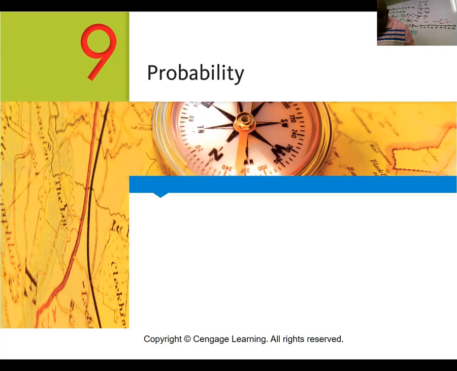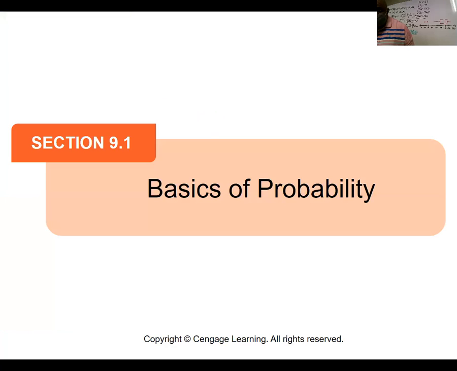All right, this first section is the basics of probability. Okay, that's section 9.1.